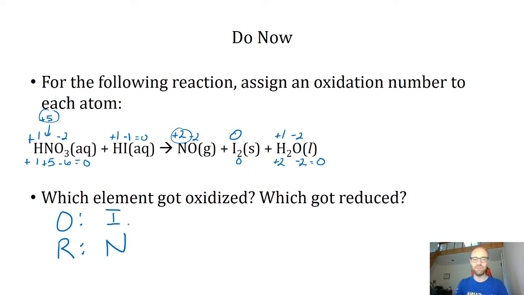So you could put I, you could put I2. I think I'm going to put I because as a reactant, the iodine is in a compound, so putting the I2 is a little bit misleading, just like you wouldn't put N2 for the reduction because there's no N2 in your reactants.